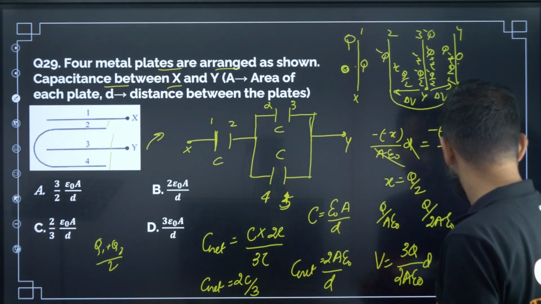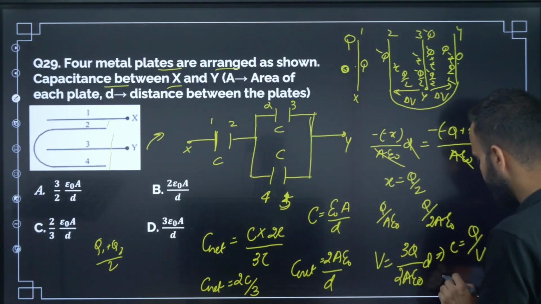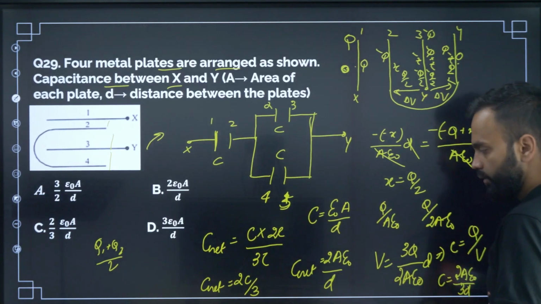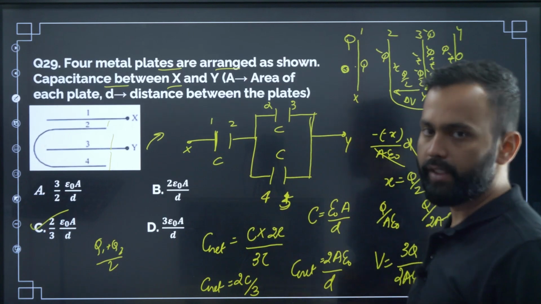Then C equals Q by V. So you will get the answer C equals 2A epsilon naught divided by 3D. Okay, so the correct option is C. You can solve this question in two ways, right?